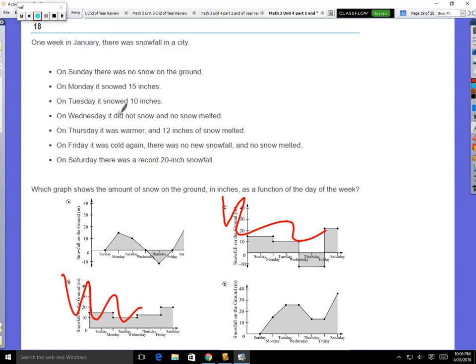Tuesday. Oh, Tuesday, it snowed 10. Okay. Wednesday, it did not snow, and no snow melted. Thursday is warmer. Okay. So, Tuesday it snowed 10. But this says that is how much snow is on the ground. So on Monday, if it snowed 15, then on Tuesday it snowed another 10. Tuesday, you should be up here at 25. So we're going to go D.